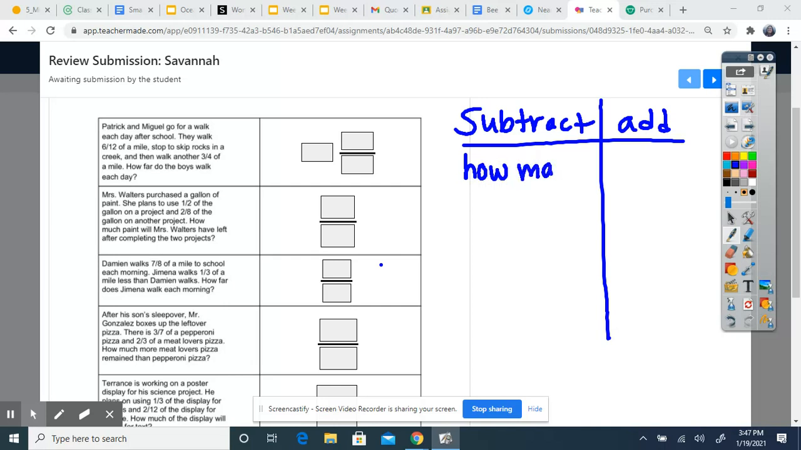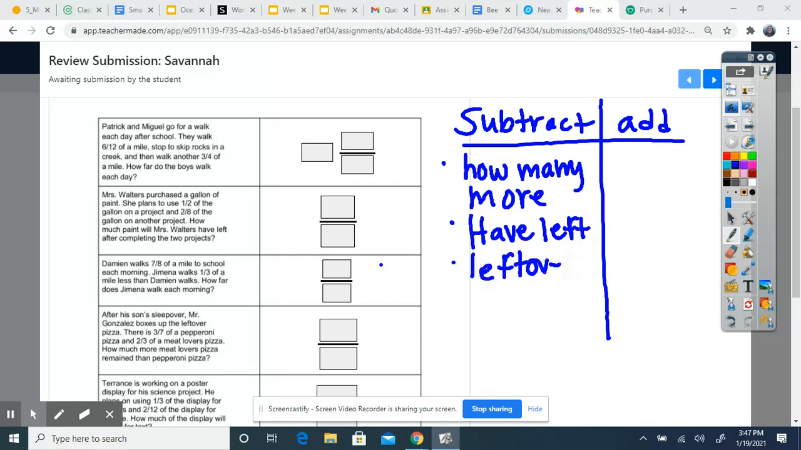How many more is subtract. Have left? Left over, difference, and then you can have, instead of how many more, how much more. So these are words for subtracting.